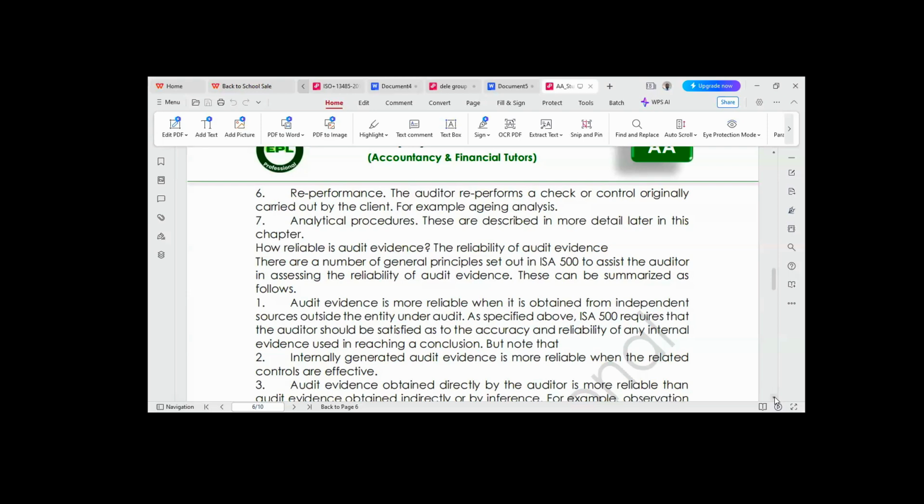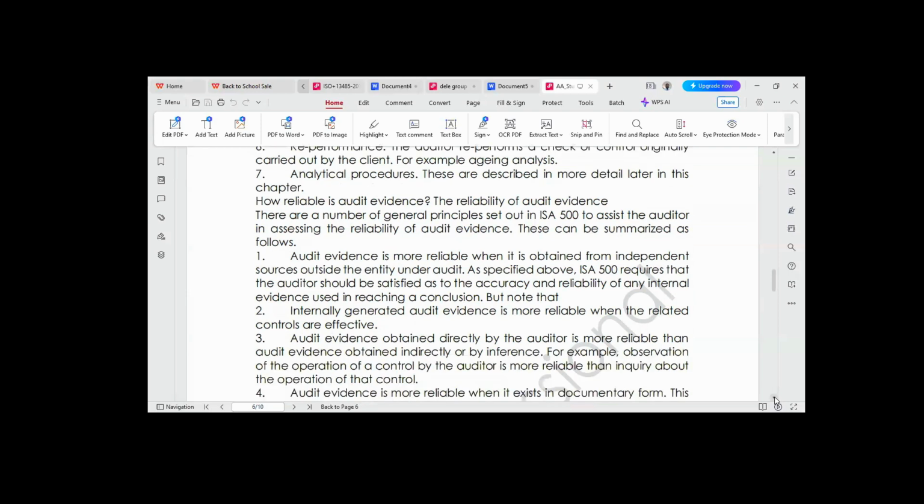Number three, audit evidence obtained directly by the auditor is more reliable than audit evidence obtained indirectly or by inference. What that means is that the evidence the auditor himself or herself gathered is more reliable than any evidence obtained indirectly or by inference. If you are the one doing the audit, because you understand how the business operates, you know which areas to focus your attention on. So the information you have gathered tends to be more reliable than any other information presented to you.